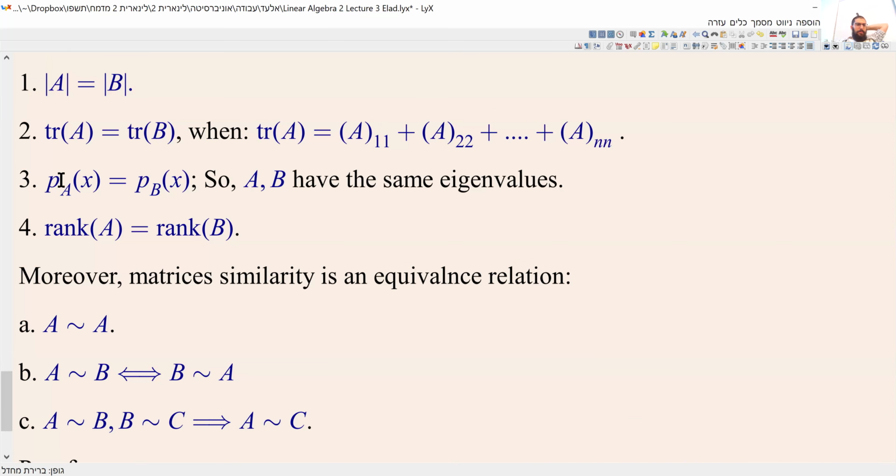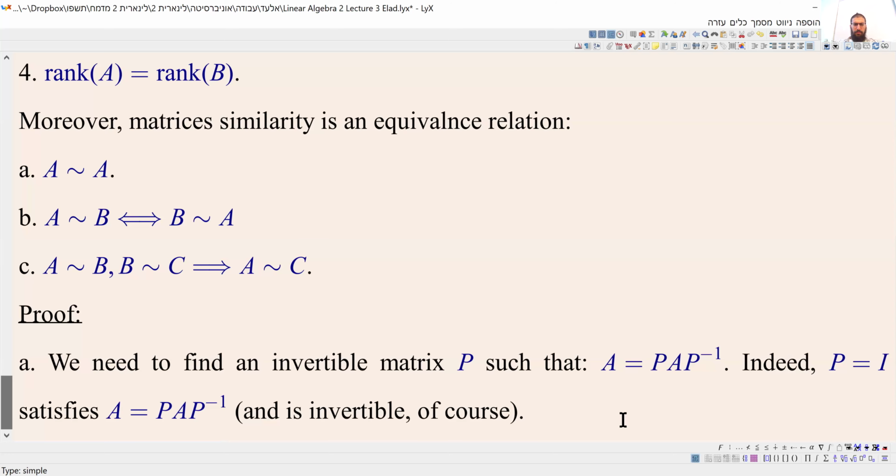It's A, but all of 1, 2, 3, 4 are the same. I want to prove one. Let's go with one. We prove one, and then we'll have our 15 minute break.